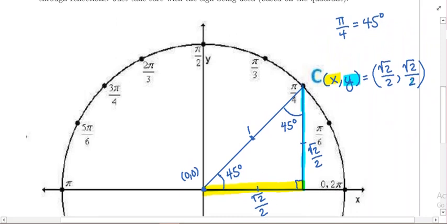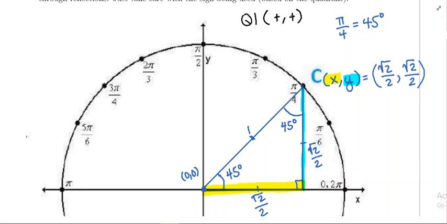Let me write up here a reminder: since this was quadrant 1, both x and y coordinates have to be positive. Now you can do like we've done in the other examples. You can take this triangle and do reflections in the other quadrants so that you can come up with the coordinates for 3 pi over 4, 5 pi over 4, and 7 pi over 4.